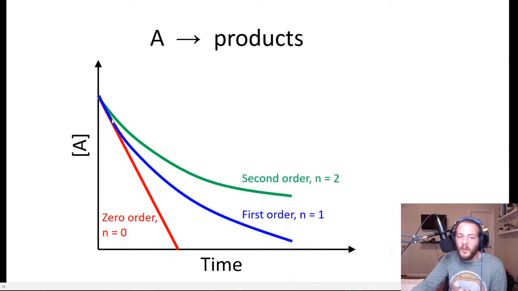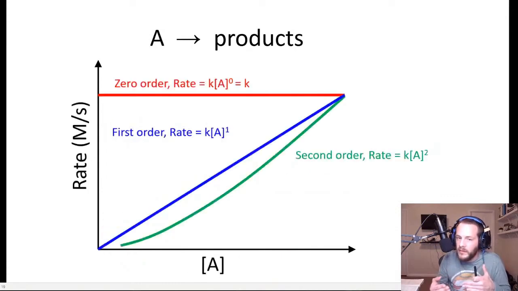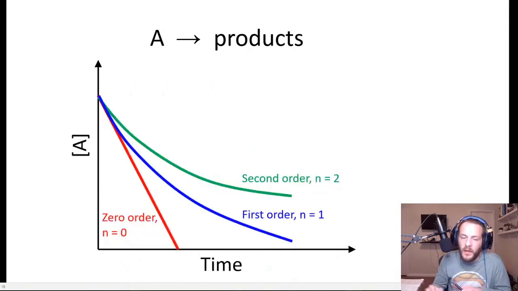You can see here that the concentration drops off quickly, and then it starts to slow down. Which makes sense because in a first order or second order reaction, you start out with a lot of your reactant, and then as it reacts to form products, you have less and less of it over time. So the rate is going to slow down.